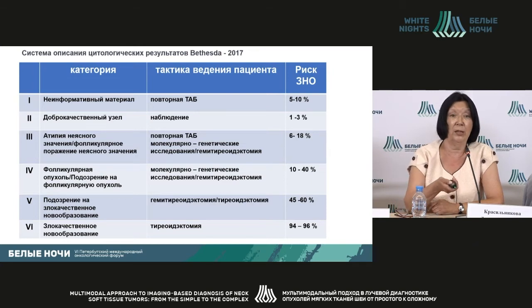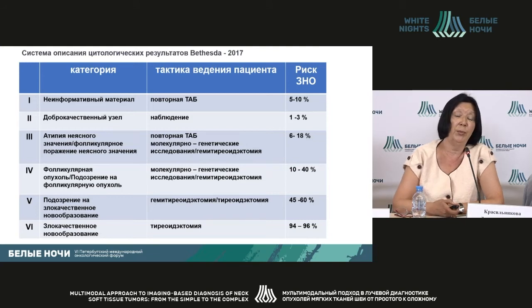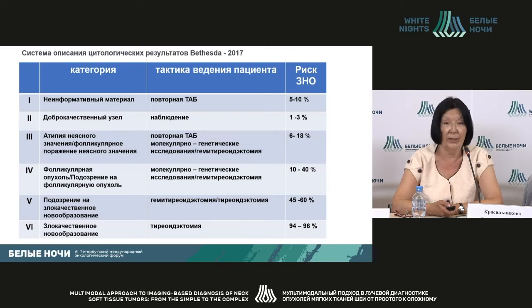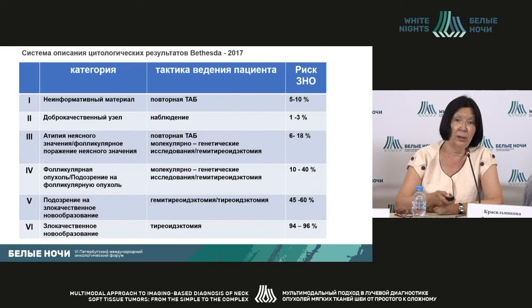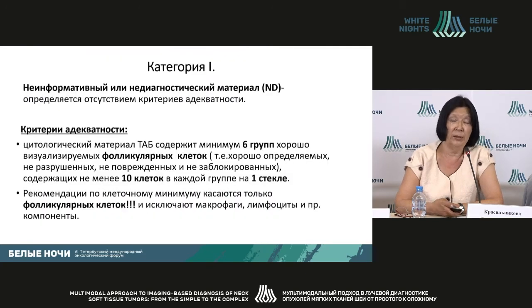To the left, you can see the cytology conclusions. Non-informative material, benign node, unclear, atypical, follicular tumor, suspicion of a malignant tumor, and malignant neoplasm. That's to the left. And to the right, there's the percentage of possible malignancy, though it's called benign sometimes. Let's see these categories in more detail.